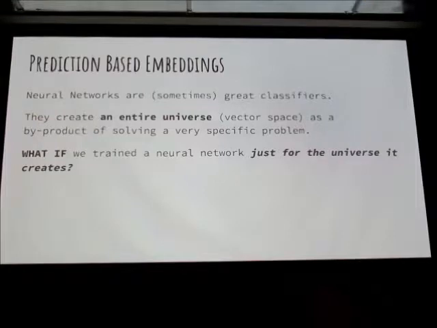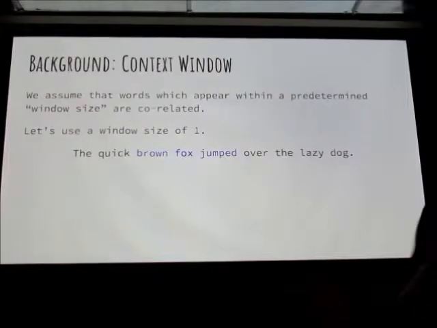And then I believe the first researchers to start looking into this and tying it to embeddings were from Google. Somebody thought, what if we train a neural network just for the universe it creates? What if we leverage this universe and use it to strengthen our understanding of language? So before I jump into how prediction-based embeddings are created and their ties with neural networks, I just wanted to give a little bit of background about context.